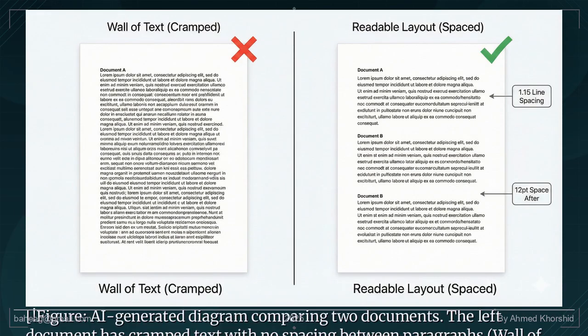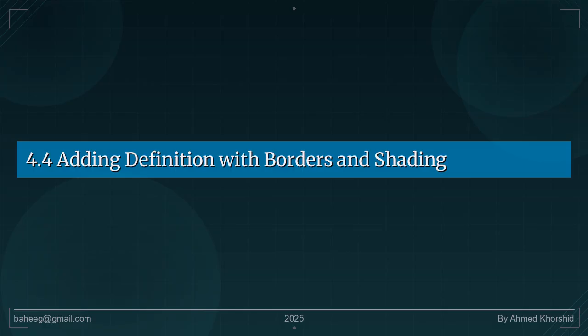Figure: AI-generated diagram comparing two documents. The left document has cramped text with no spacing between paragraphs, a wall of text. The right document uses 1.15 line spacing and 12 points space after a paragraph, showing clear, breathable, distinct blocks of text. For adding definition with borders and shading.